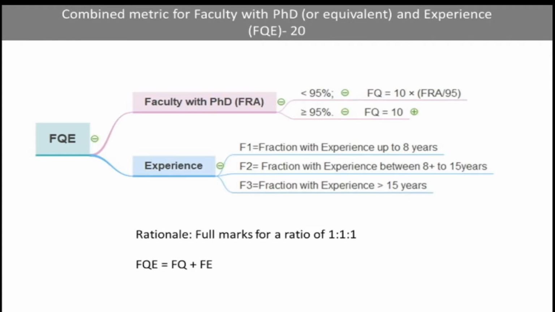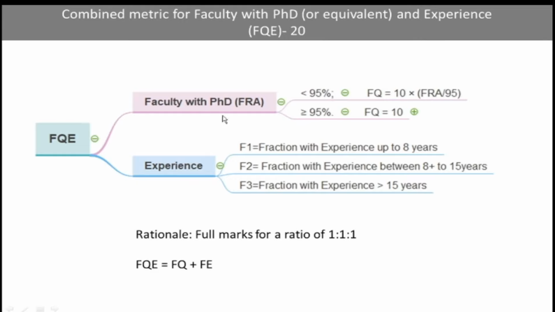The third metric under this parameter is the combined metric for faculty with PhD or equivalent and experience. It carries 20 marks. So this FQE is divided into two parts. One is faculty with PhD, that is FRA, and another is experience. Accordingly, you can see that the total marks for this metric are distributed equally between faculty qualification and faculty experience.